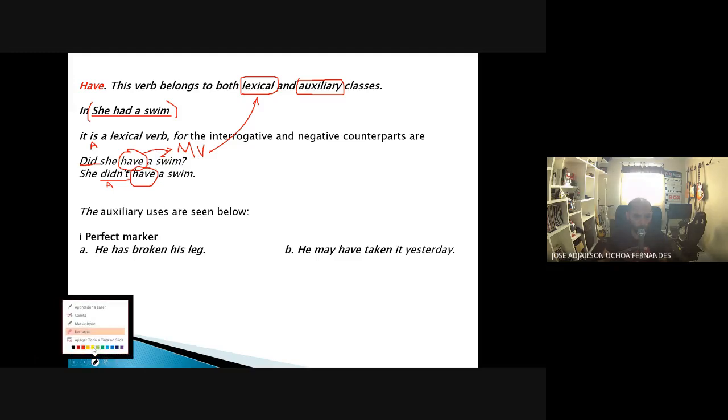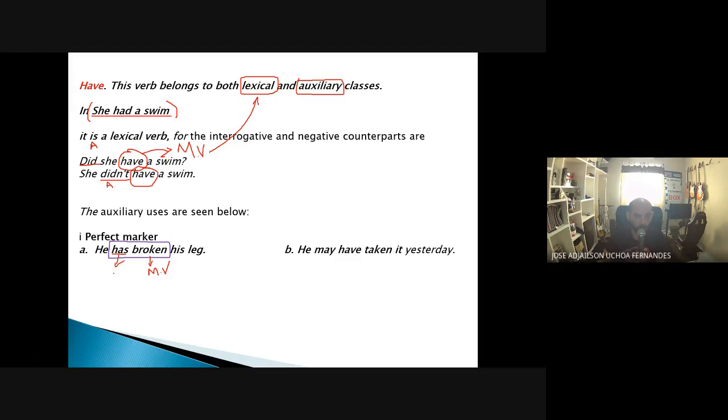Let me highlight the verb capsule for you here. This is the verb capsule, has broken, in which the main verb is, what is the main verb? And he has broken his leg. What is the most important verb of this verb capsule in purple? Broken. Broken is the main verb, and has is the auxiliary.